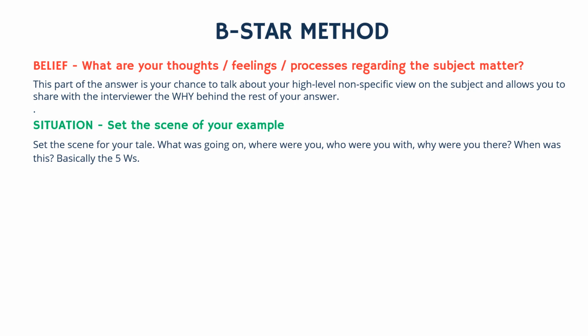Next up, we have S for situation. Briefly describe the context or background of the scenario in which your actions took place. This provides the interviewer with an understanding of the circumstances surrounding your experience. Remember, it's essential to keep this part concise, as the primary focus should be on your actions and the results. Just give the interviewer the quick who, what, where, when, and why.